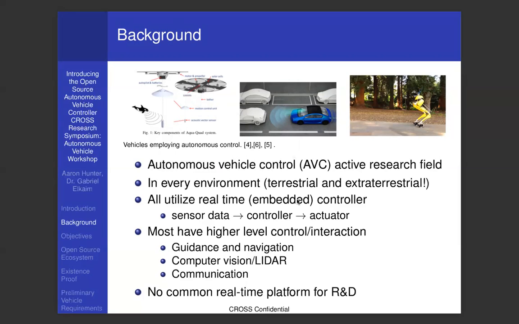In addition, most of these applications, at least certainly the ones that are under development today, also have a much higher level of control and interaction. And they use multiple computers for this. For example, they might have a computing module that performs some sort of optimal guidance control or navigation. They might have a computer that's dedicated to measuring and interpreting the world through computer vision, or they might have a LiDAR measurement. They might have some non-real-time needs for communication to a ground station or to other vehicles.